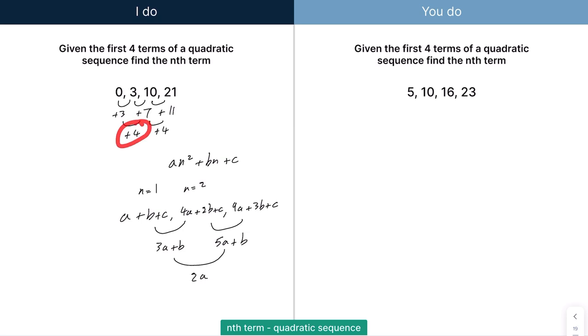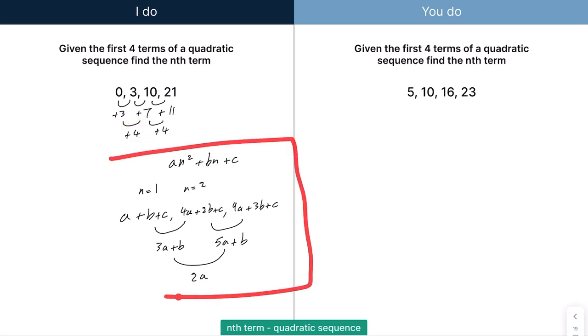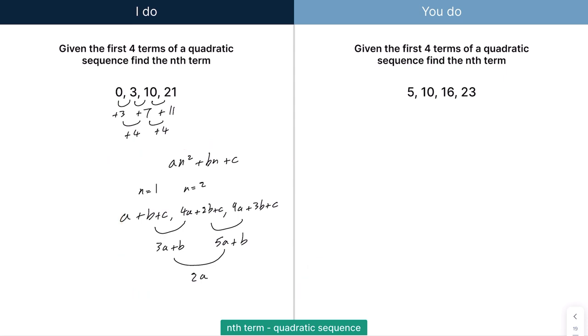Step 2, find the difference of the difference. Step 3 is we're going to write the general form of a quadratic sequence, which is like this. And now I'm going to use my colors here because it'll make it a lot easier. We are going to solve for a by using this. We're going to use the difference of the difference to find a.